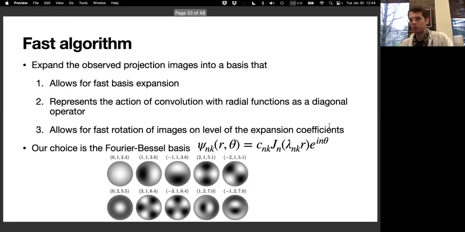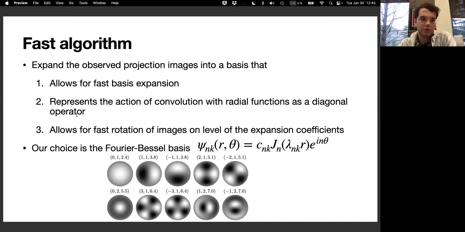Okay, so those are the assumptions, and what do we do with them? Well, it turns out that the key step is to expand all these projection images that we get into a suitable basis. And you might guess by now that that basis is going to be the Fourier-Bessel basis, just because of these properties that we mentioned before. So we have this fast basis expansion now from the previous results I mentioned. That means that we can transform all of these hundreds of thousands of images into and out of the spaces quickly, which is important.